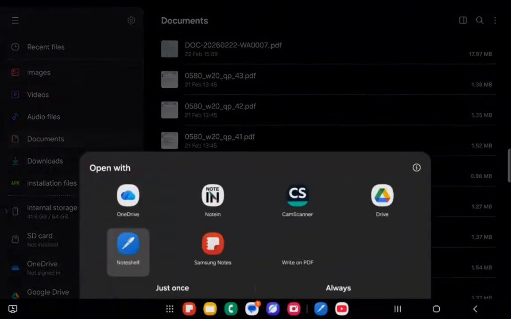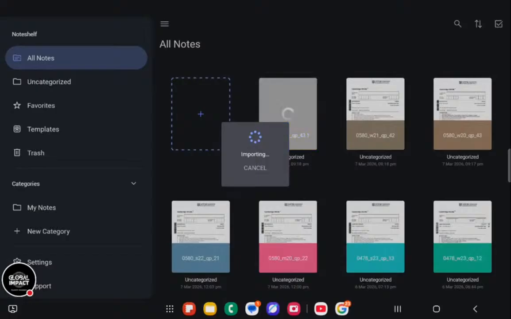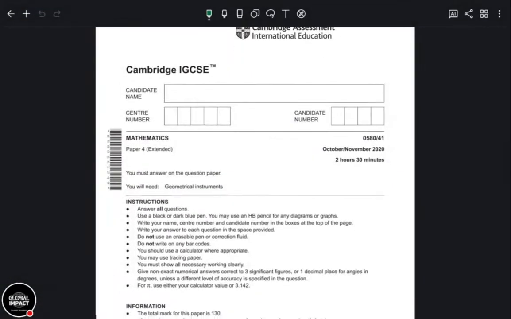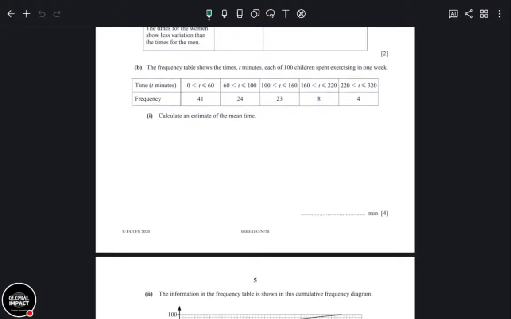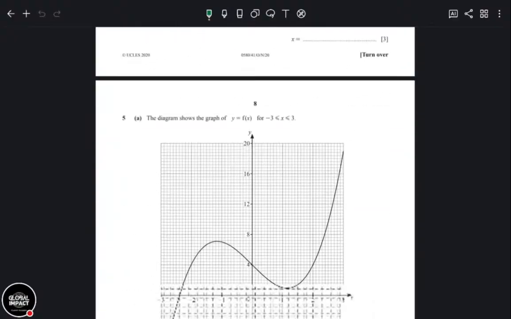So let's go to paper 4 one. Let's open it. Let's go to the question on functions, guys.